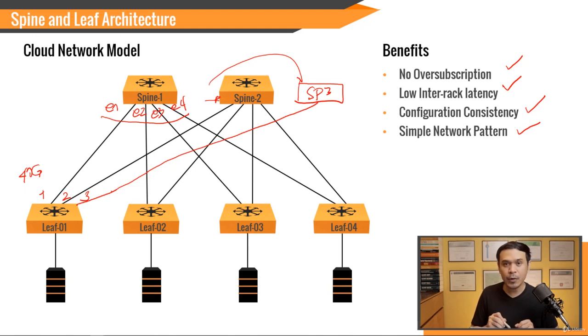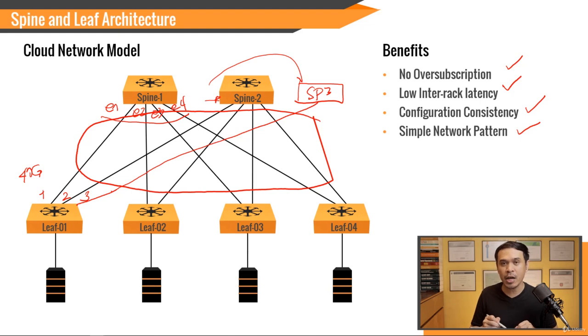Now, take note, the connection from leaves to spines is a special connection. In most cases, especially in a medium-sized or large data center environment, these are 40 gig or 100 gig connections.